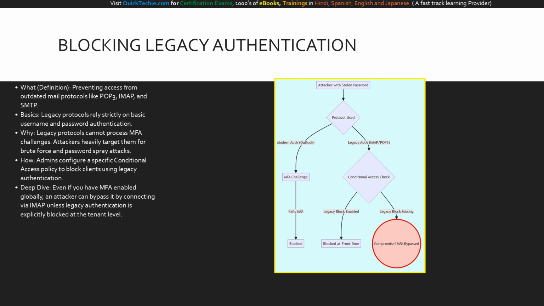Look at this critical threat vector diagram. An attacker with a stolen password tries to log in. If they use modern auth, they hit your MFA challenge, fail, and are blocked. But if they use legacy auth like IMAP, they bypass standard MFA. They hit the conditional access check. If your legacy block is enabled, they are successfully blocked at the front door.